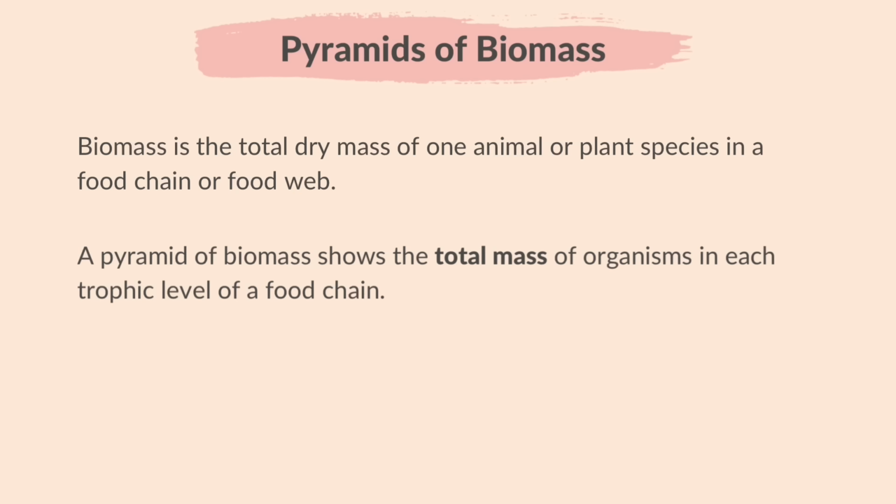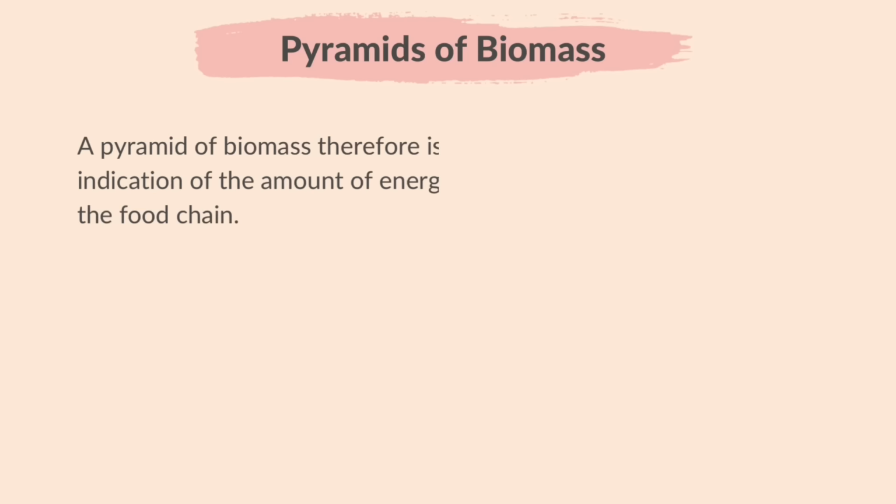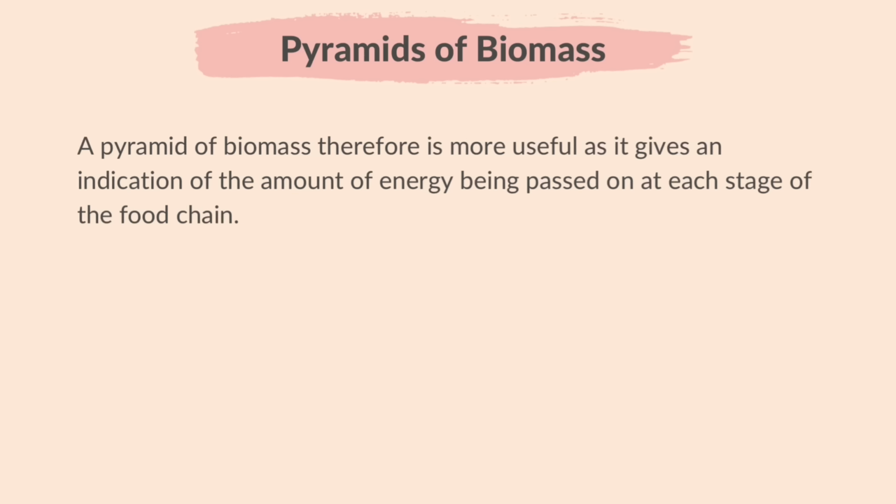A pyramid of biomass usually has a true pyramid shape as biomass and energy is lost at each level. A pyramid of biomass, therefore, is more useful as it gives an indication of the amount of energy being passed on at each stage of the food chain.